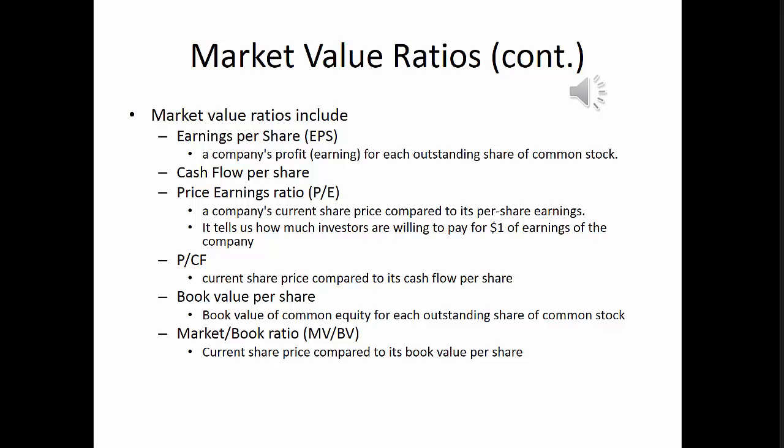And we also have the price over cash flow ratio. So that is the current stock price compared to its cash flow per share. And then we have book value per share ratio, which is the book value of common equity for each outstanding share of common stock. And the last one is the market over book ratio. We kind of talked about this before. This is the current stock price compared to its book value per share.